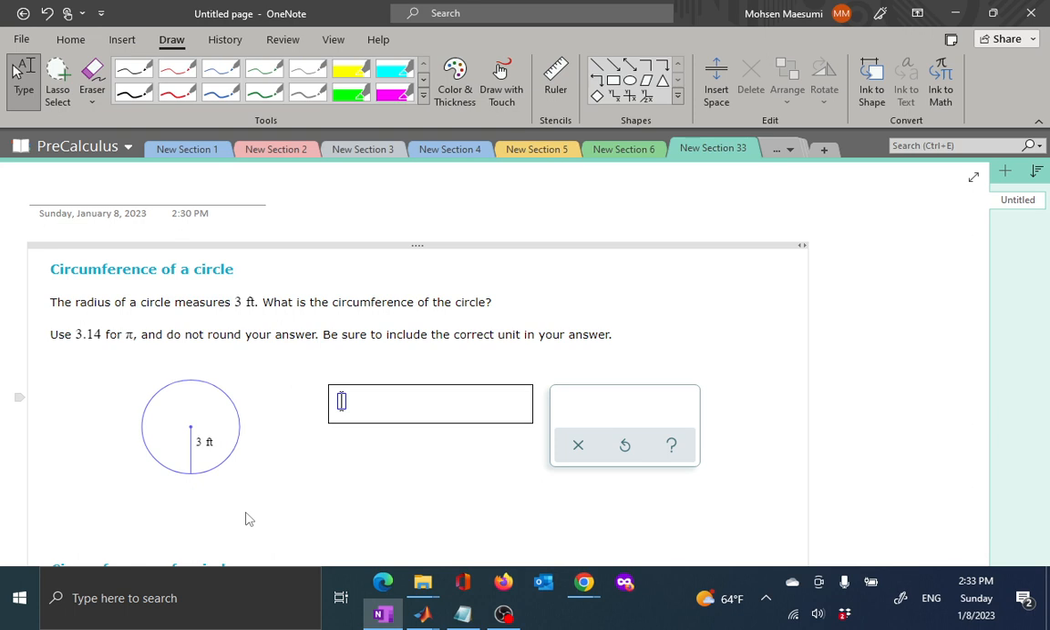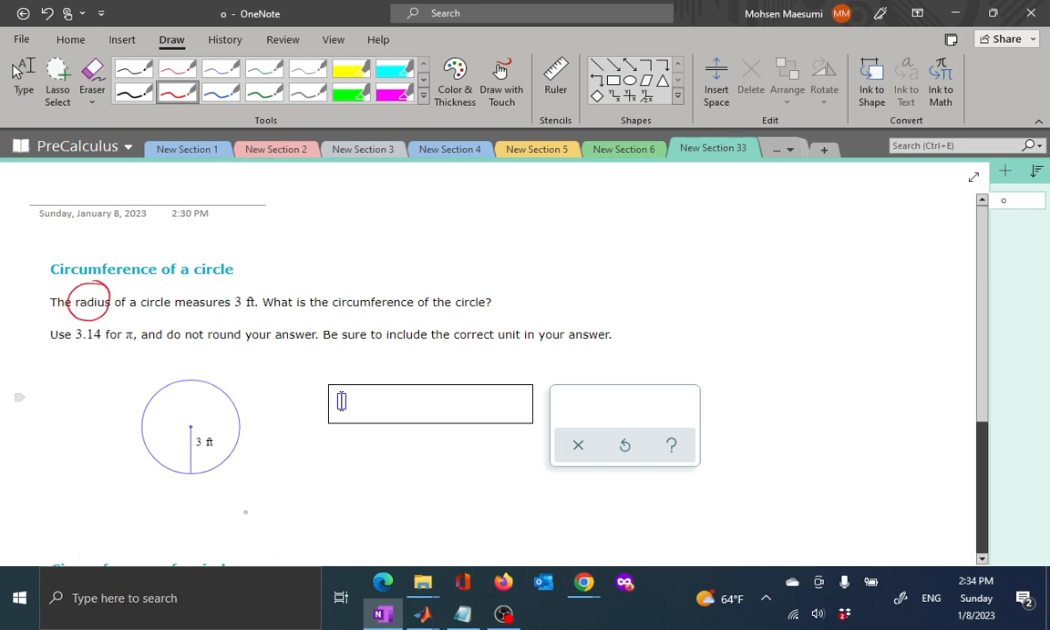Today's topic is circumference of a circle. For sure you have seen this problem a long time ago. Let's just go ahead and review what the issue is here. First problem: a radius of the circle is given, and the question is what is the circumference of the circle. You remember circumference, let's show it by C, and radius r, and circumference is 2 pi r.